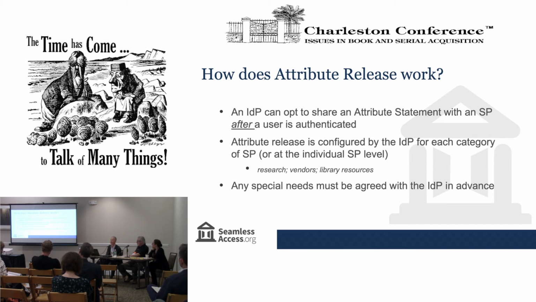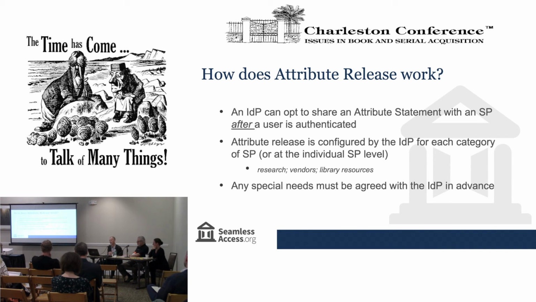Attribute release only happens after a user is authenticated. So if the authentication is successful, nothing gets passed, and the service provider can't pull these attributes. They only get what your institutions choose to send them. The way attribute release is configured is for classes or categories of user.